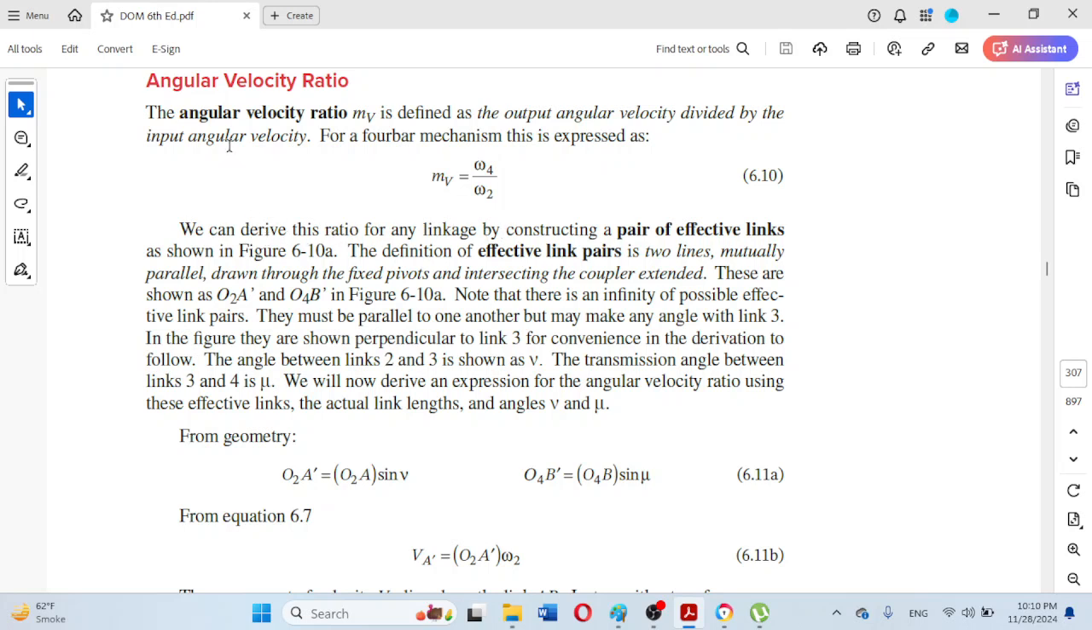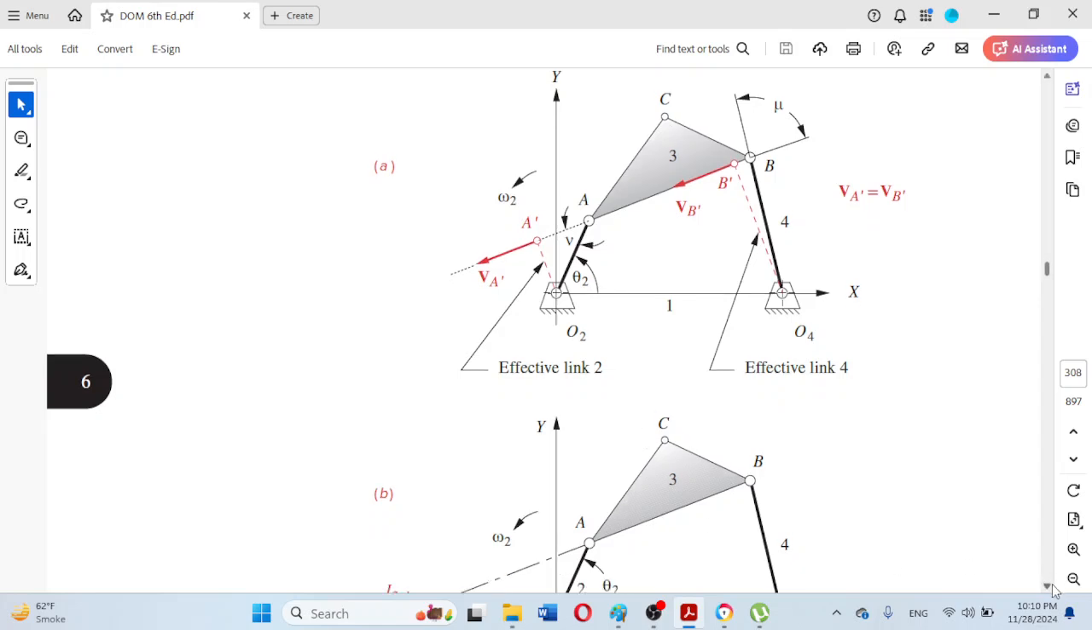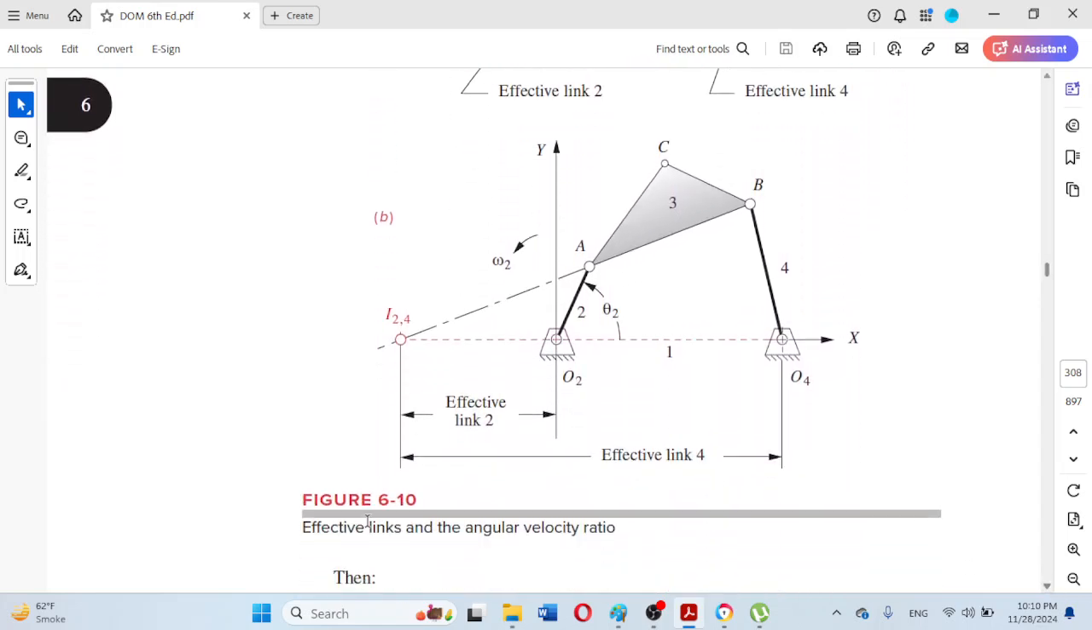So this was the definition, and now we can create a heading: derivation of the angular velocity ratio. We can derive this ratio for any linkage by constructing a pair of effective links. Here it says that the pair of effective links is shown in figure 6-10a. So let us see the figure, figure number 6-10a.